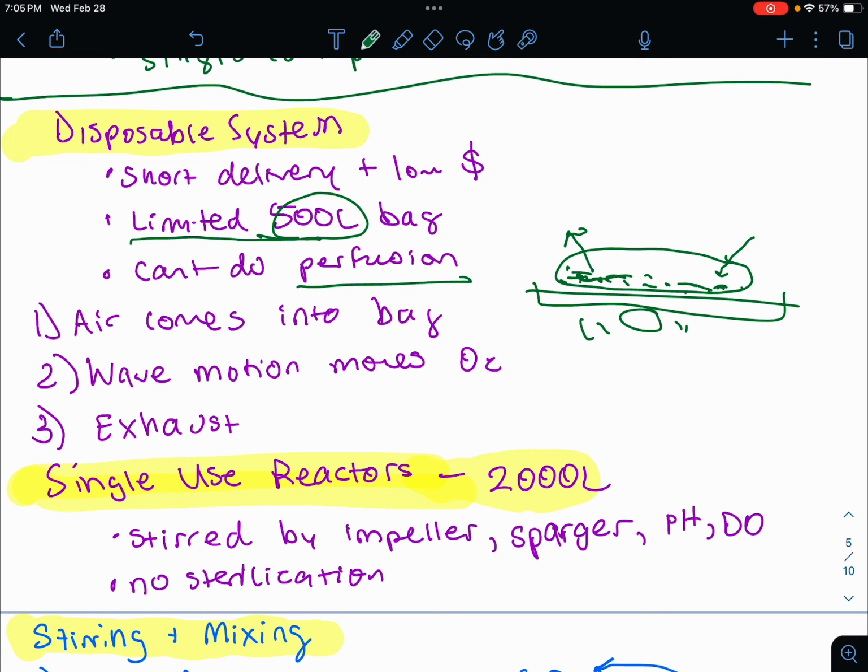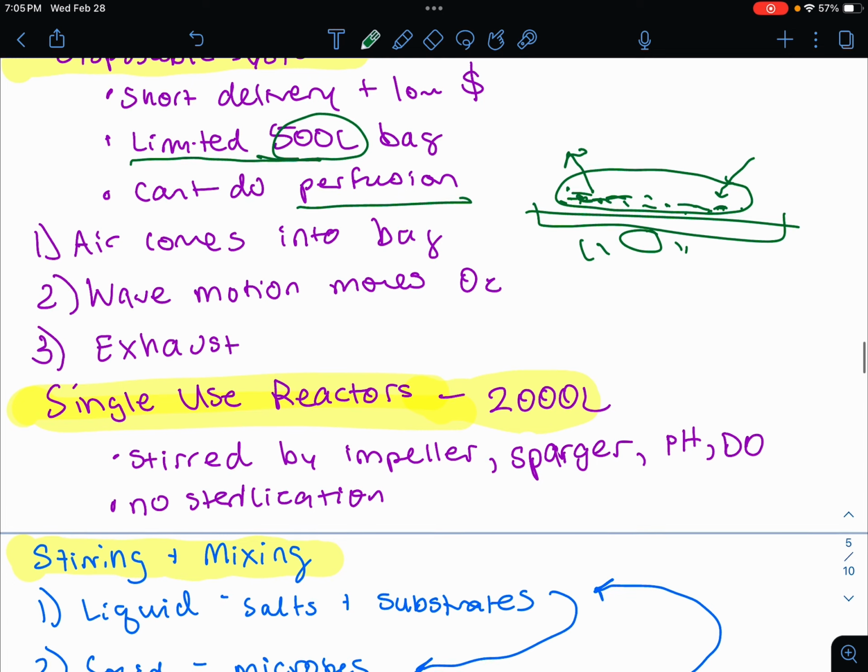Let's talk about single-use bioreactors, also known as SUBs. This is similar to a stirred tank, which we covered at the beginning, but it has this disposable bag in it. It's stirred by the impeller. It has pH, dissolved oxygen, as well as temperature control. And it also has a sparger to provide aeration. There isn't any sterilization here, and you could get up to 2,000 liters in this type of bag in the single-use bioreactor.